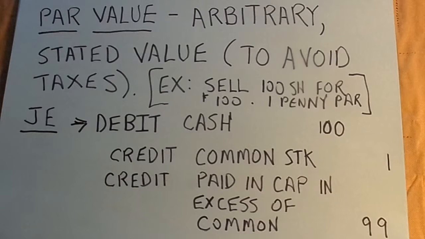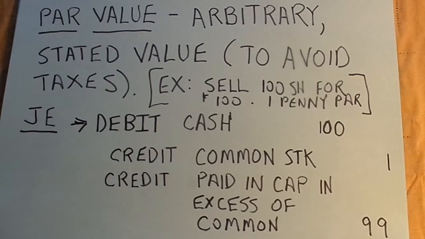So, if they receive $100, they're going to go ahead and debit cash for 100. They're going to multiply 100 shares times a penny and come up with $1 in common stock as a credit. Then there's another credit of $99 to paid-in capital in excess of par.